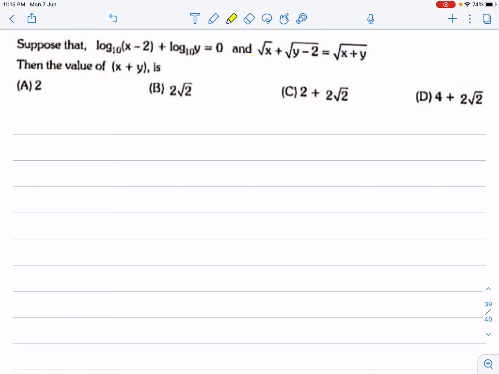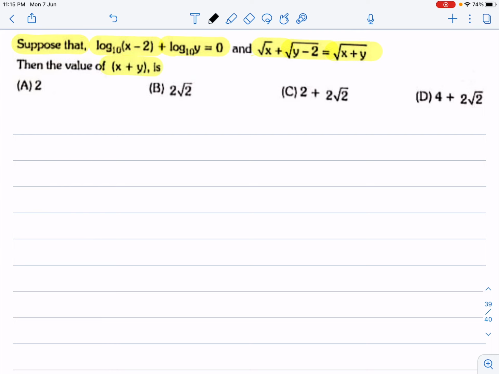So we'll be going to solve this question written on the screen. Suppose that log(x minus 2) base 10 plus log y base 10 is equal to 0, and root x plus root(y minus 2) is equal to root(x plus y). Then they are asking what the value of x plus y will be.